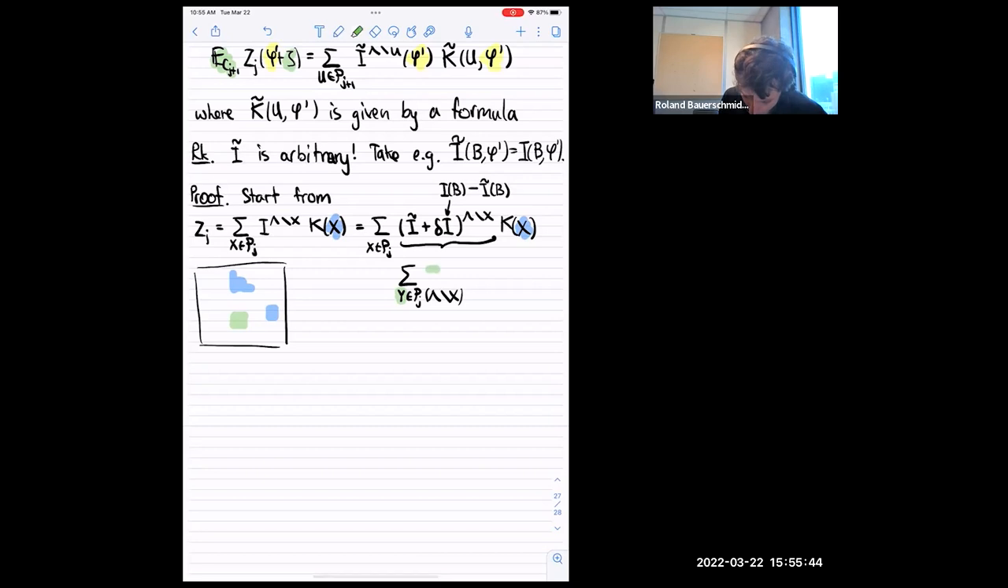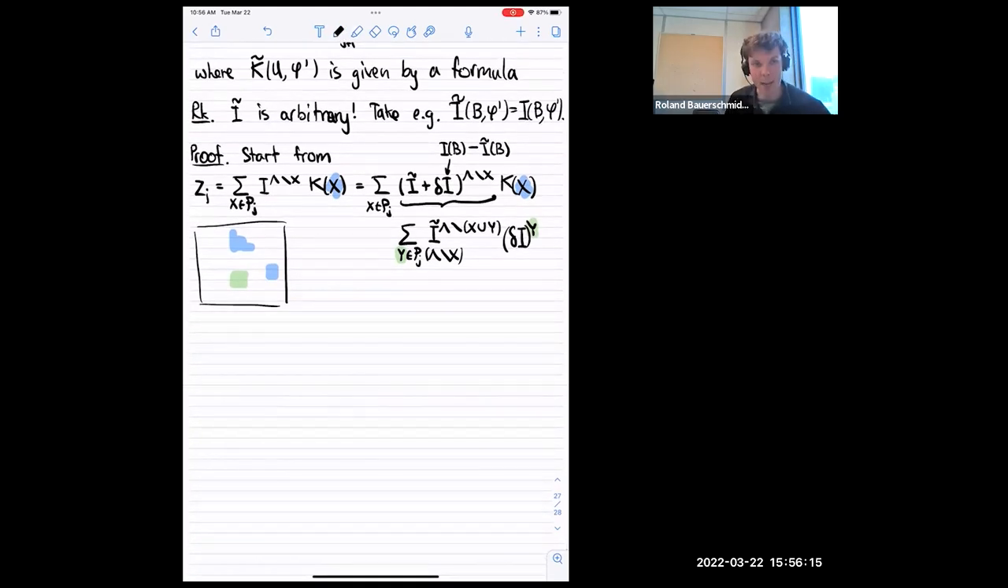And then what we have is I tilde of lambda take out X union Y and delta I to the Y. So now lambda take out X union Y is the white part. And there's a new green part that appeared, associated with a delta I. So we can write the whole thing as the sum over X of P J, I tilde of, so now I'm renaming X union Y to X. I can do that.